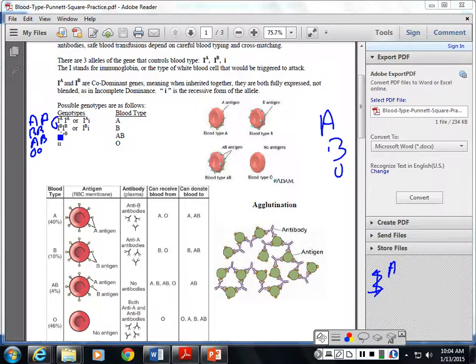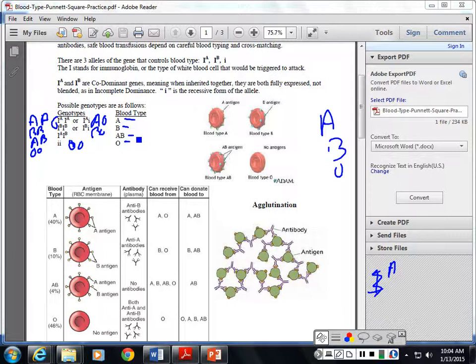So what you're showing is you have genotypes. If you have AA or AO, your blood type is A. If you have BB or BO, your blood type is B. If you have AB, your blood type is AB. And if you have OO, your blood type is O. Okay? So those are the combinations.